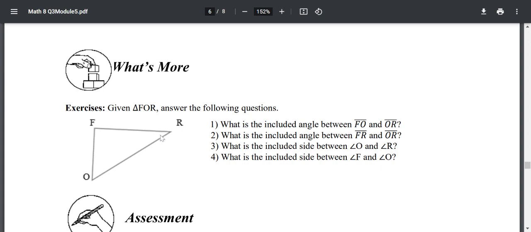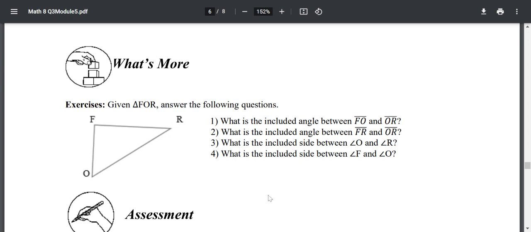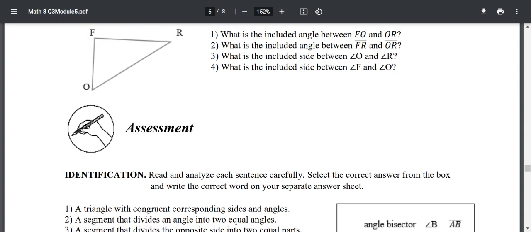Number 3, what is the included side between angle O and angle R? Which side is shared by angle O and angle R? That is side OR. And what is the included side between angle F and angle O? Which side is shared by angle F and angle O? That is side FO.